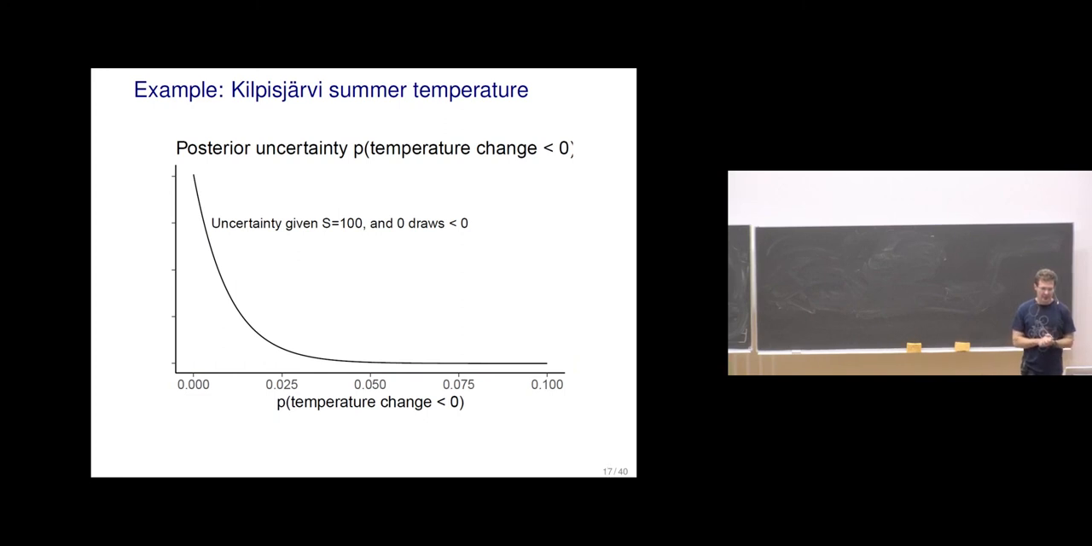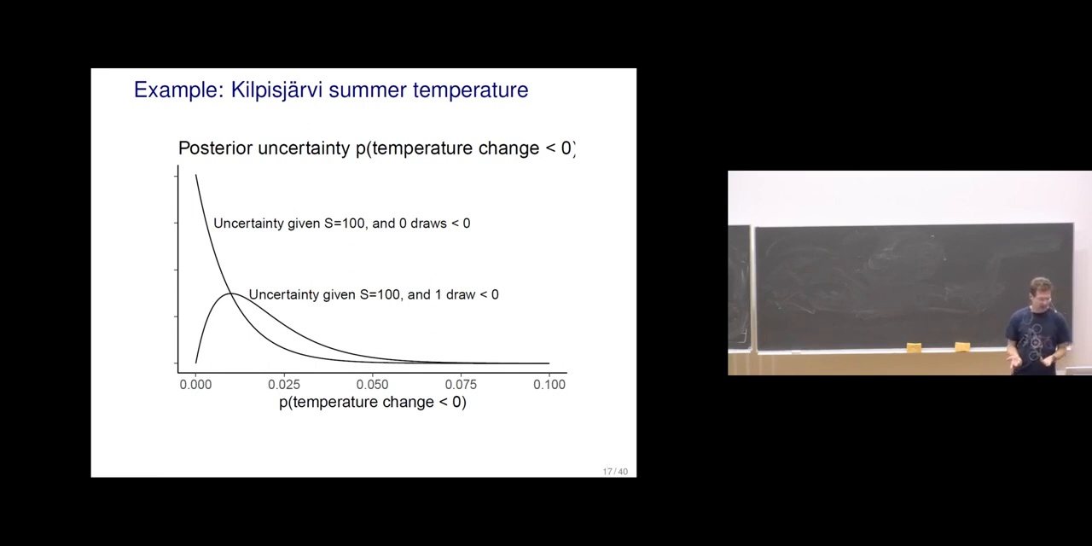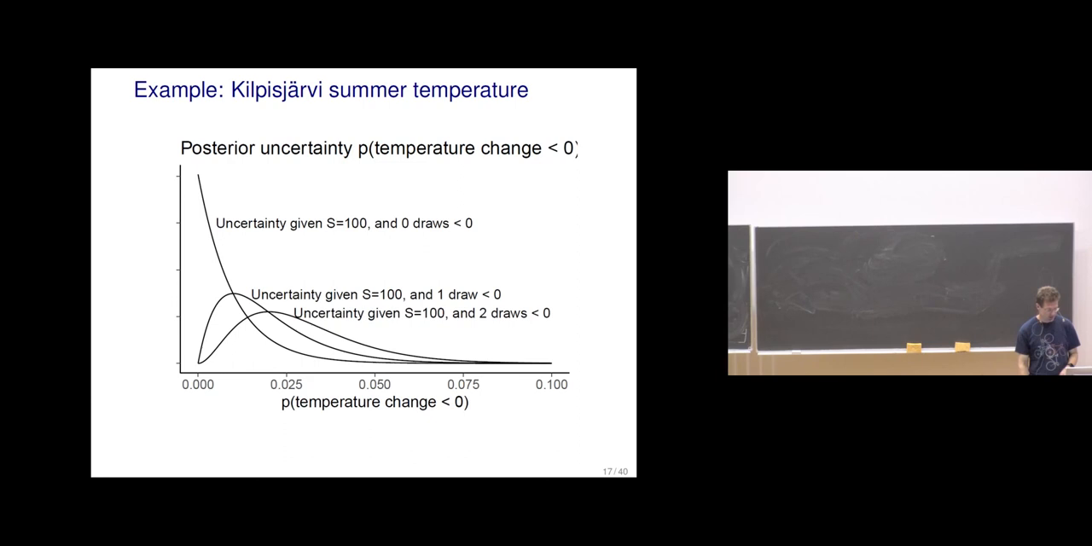Continuing with this Kilpisjärvi summer temperature example, with just 100 draws, quite often we would have zero draws for the slope being less than zero. And here is how the beta distribution would tell what our uncertainty is. We can see that the probability is likely to be less than 0.05. But then with just 100 draws, we might sometimes also get one draw, and we can see there's a clear difference in the probability for the smallest probabilities, still with quite a lot of uncertainty. We might sometimes get two draws, and for this probability, 100 draws is not good. We would get different results in different simulation rounds.